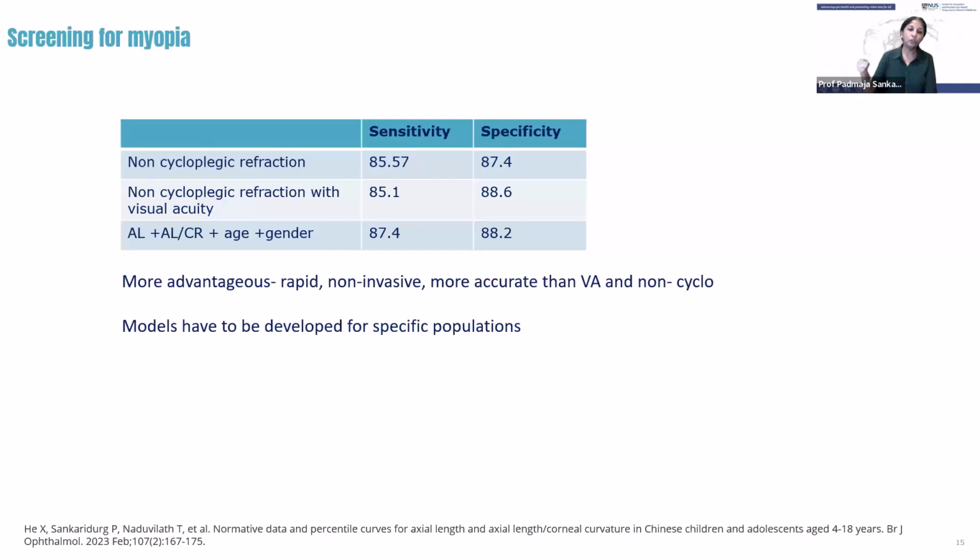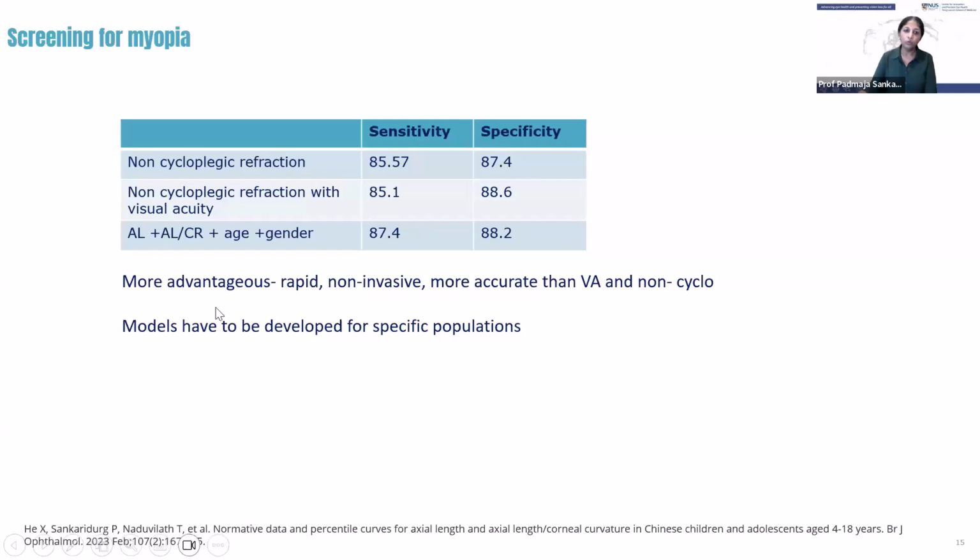In addition, when we're talking about using axial length values, we know that axial length measurements are more rapid, non-invasive, and we also saw that they're more accurate than non-cycloplegic refraction. So it is possible for us to use axial length values to screen myopia in high-risk populations. At the present time, with this information, we cannot diagnose myopia, but we can detect the presence of myopia in high-risk populations.